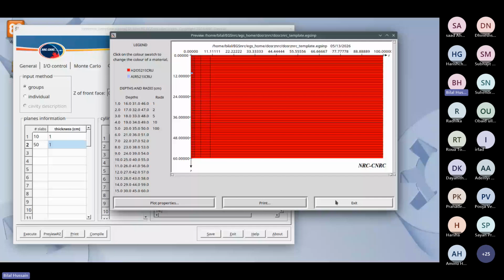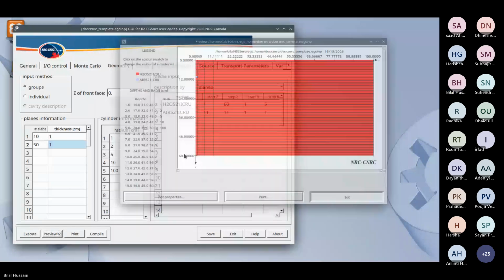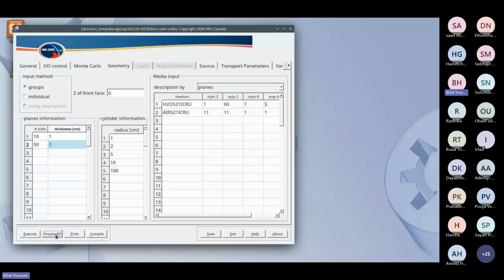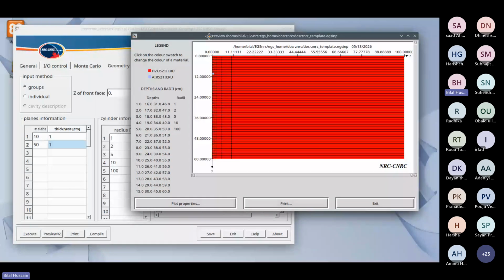That's why I told you that defining the geometry is the main part of any EGSnrc, actually any Monte Carlo code. Once you define the geometry and visualize it properly, then half of your job is done. It can be like this, no problem. But if I want different radii, that also you can make. I can have different radii here.